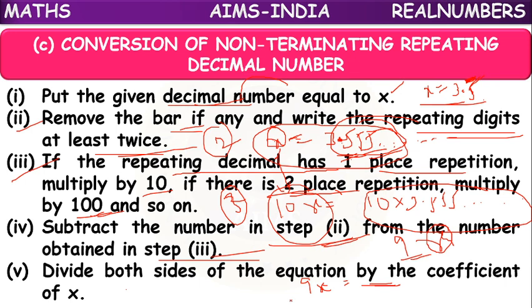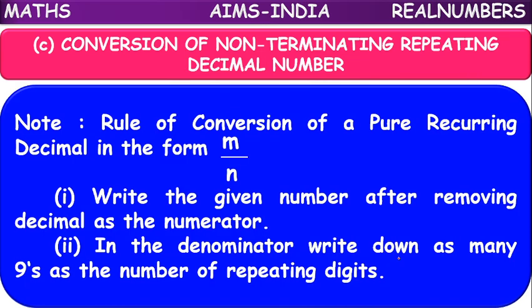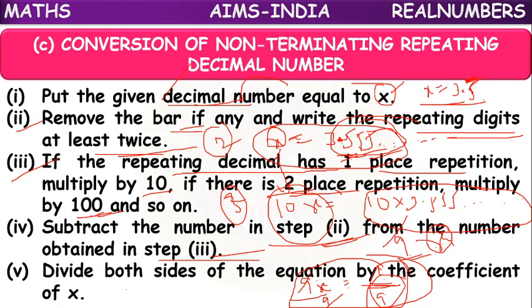Now divide both sides, left hand side and right hand side, by the coefficient of x. What is the coefficient of x here? 9. So both sides to be divided by 9. In that way, 9 gets cancelled, and x equal to we will get the answer. What is x? The given decimal number we have taken as x. Means the decimal number will be expressed as a rational number. That is one method, children.